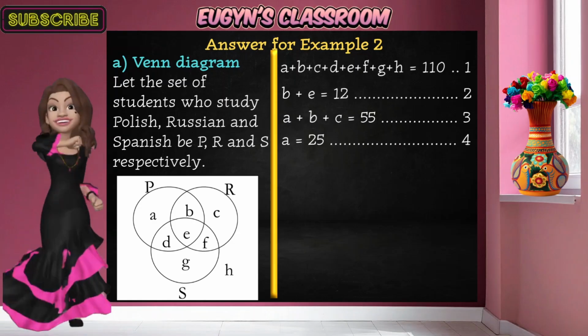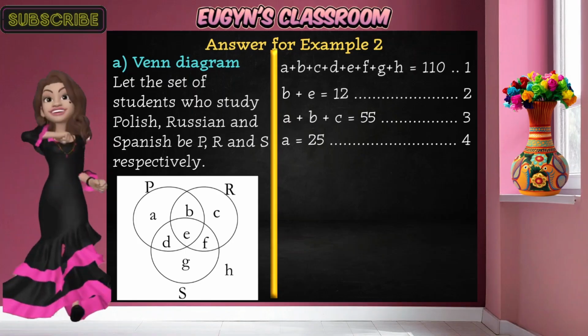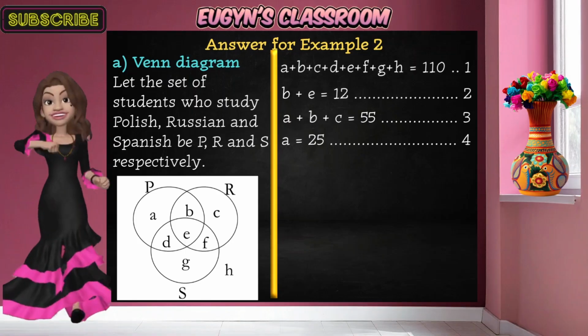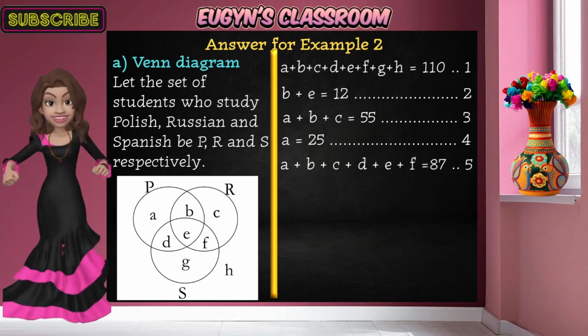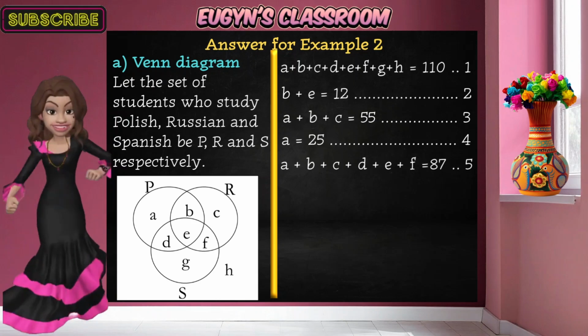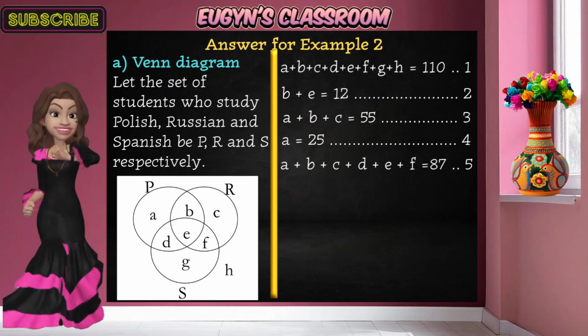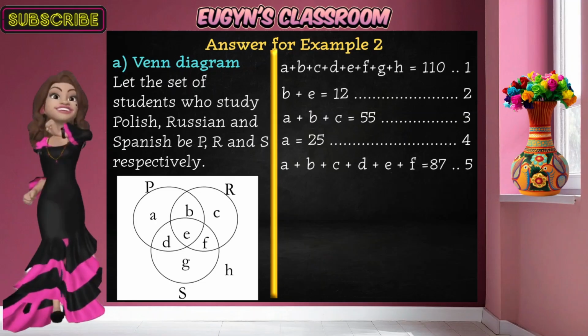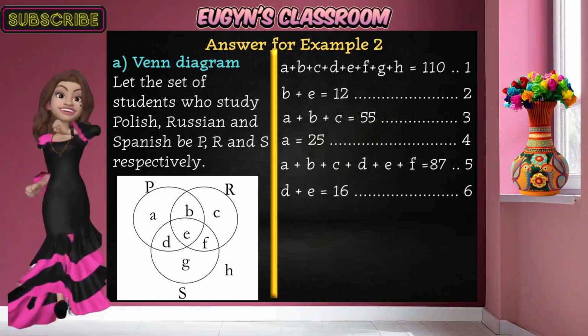Next, 87 students study Polish or Russian. That means they study Polish or Russian or both. We'll take all the letters in circle P and circle R. Therefore, we'll have A plus B plus C plus D plus E plus F equals 87. Next, we're told that 16 students study Polish and Spanish. We'll take the letters at the intersection of circles P and S, which are letters D and E. Hence, D plus E equals 16.